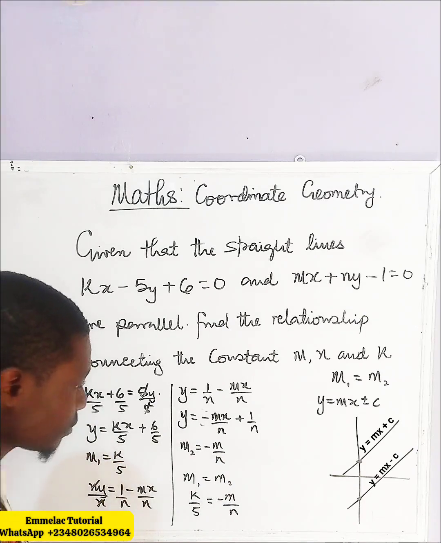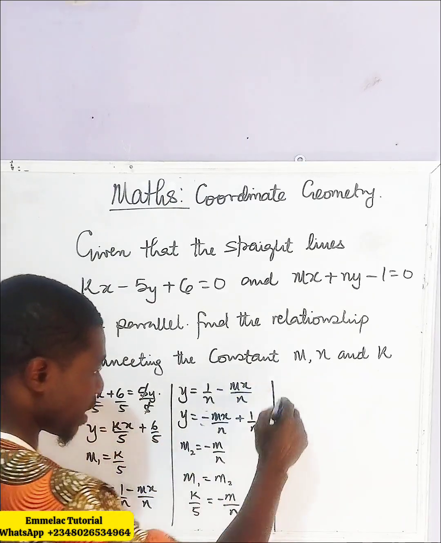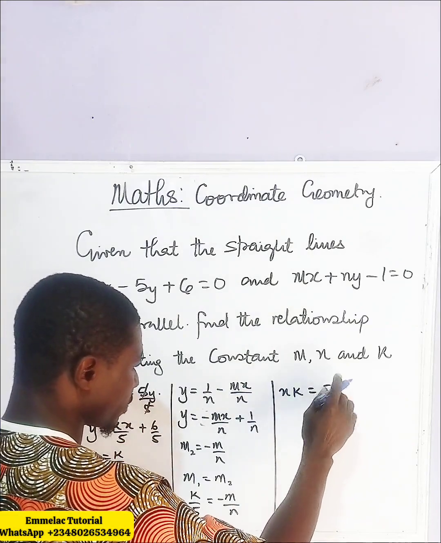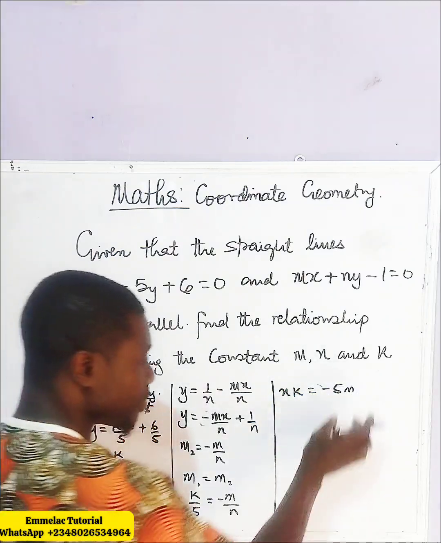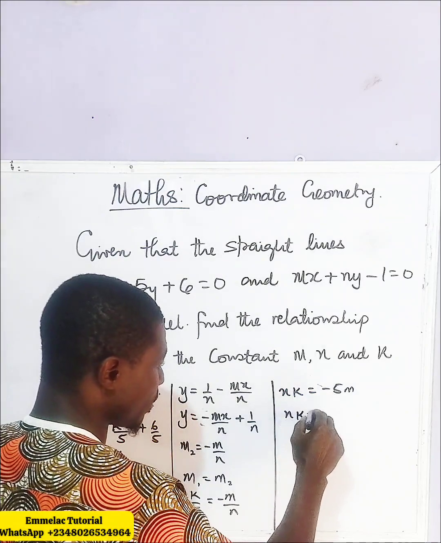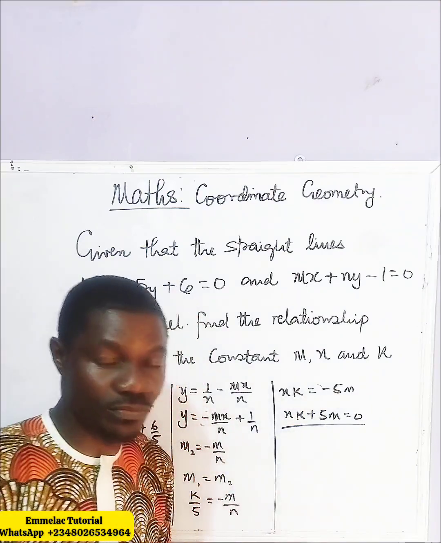So at this point, let us cross multiply. That will be kn equals minus 5m. Now let us bring minus 5m to the left hand side. You have nk plus 5m equals 0. Now this is the relationship.